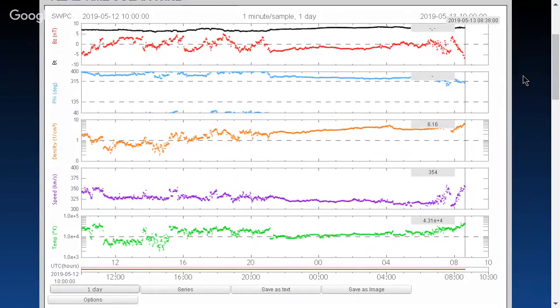We see a suddenly dipping BZ right here as the solar wind speed has just increased, as well as the density. Looks like a CME hit, as we've had a series of those from the flares associated with those sunspots. So there's another CME hit occurring right during the live stream. How do you like them apples?